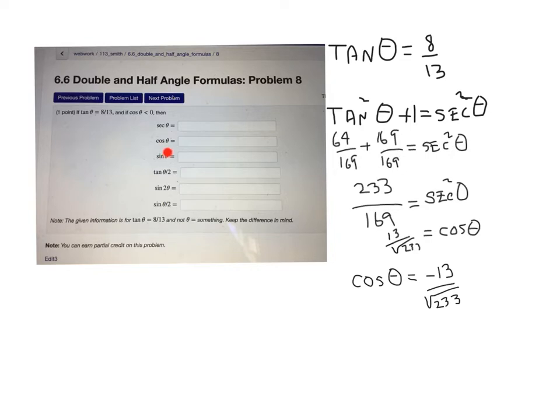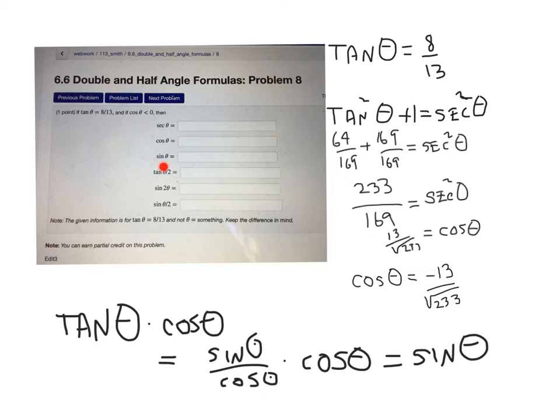Okay, let's see where we are. We know the cosine. That was right here. So we also know the secant, because it's the reciprocal of the cosine. Now, how are we going to get the sine of theta? Well, to get the sine of theta, we can take the tangent and multiply it by the cosine, right? Because tangent is the sine over the cosine. If we multiply it by the cosine, the cosines cancel, leaving us with sine theta. So to get sine of theta, here's the tangent, here's the cosine, so we do that and we get the sine of theta.